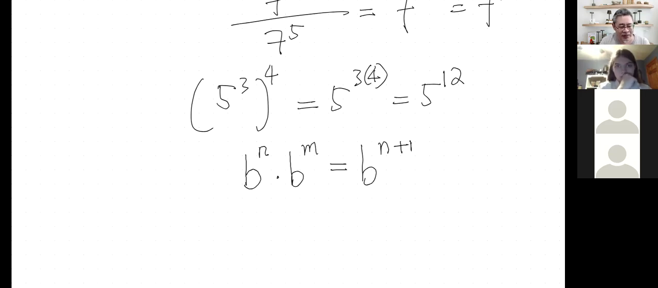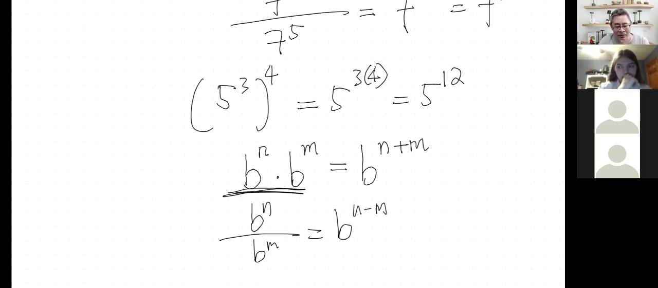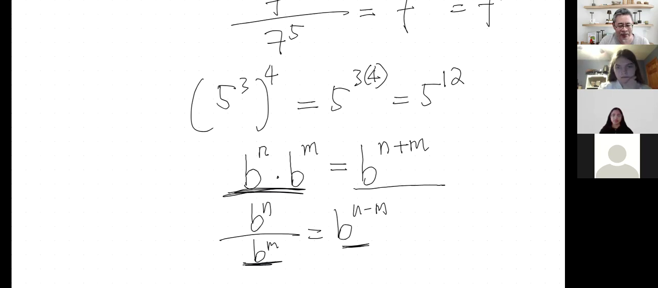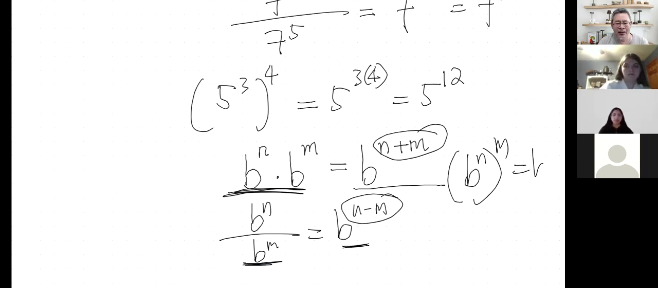So we write like this. That's for the exponent. And if you do the divide, then we get b to the n minus m. So one is add, one is multiply. So the multiplication turns into addition, and division turns into subtraction. It's because we're dealing with the exponent here. And we also have this: b to the n, to the m, then that's b to the n times m. Okay, are we good here?